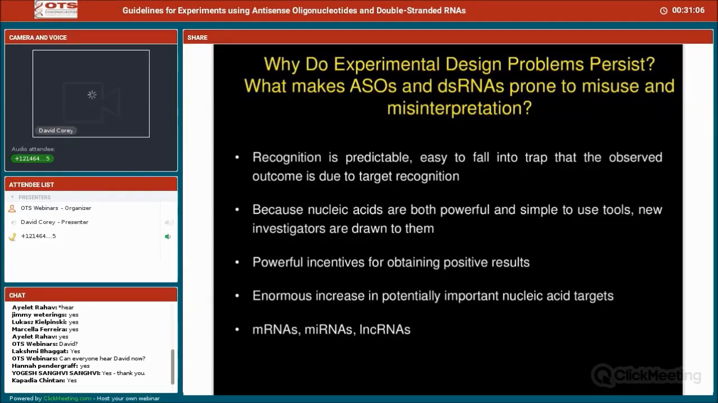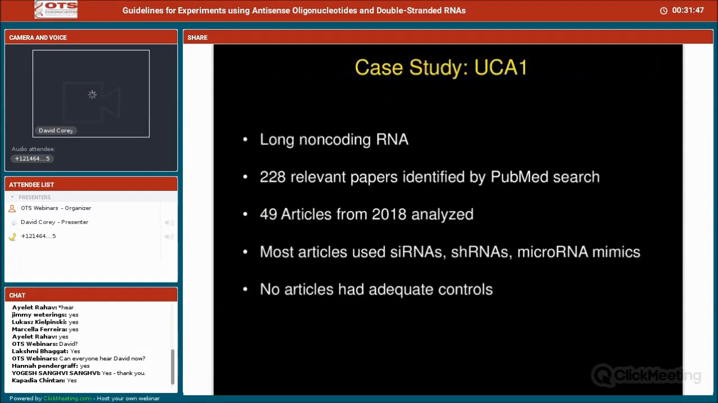And I hope that one of the outcomes of this conversation that we're starting today will be a new 2018-2019 version of the minimum guidelines for nucleic acids that can be used to advise authors, reviewers, and editors as they decide what should be in the peer-reviewed literature. There's also been an enormous increase in potentially important nucleic acid targets, so many more therapeutically important messenger RNAs. We now have the world of microRNAs, as well as the growing world of long non-coding RNAs out there.